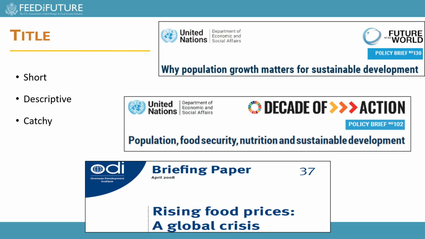A good title should be short, descriptive, and catchy. A few ways to achieve this is by asking an enticing question, as in the first example here. Why population growth matters for sustainable development. Illustrating the main topics discussed in the brief, for instance, population, food security, nutrition, and sustainable development. Using a main title for a general overview and a subtitle, as in the example given in the bottom of the slide. Rising food prices, a global crisis.